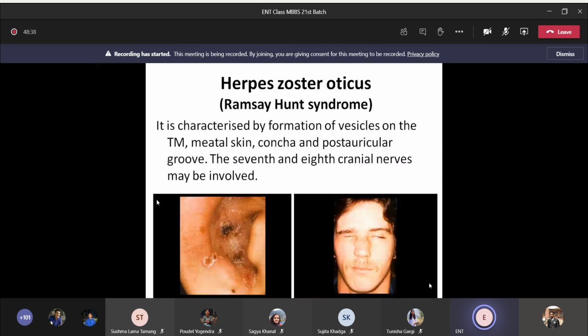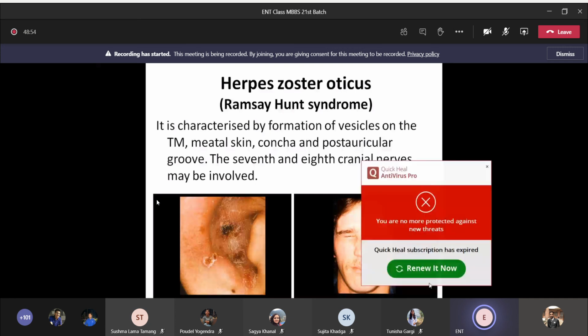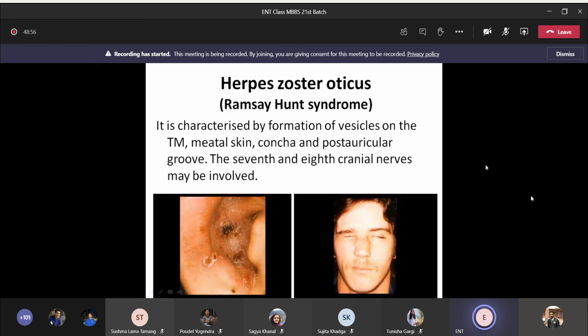Herpes zoster oticus. This is again another short note. Ramsay-Hunt syndrome. It is characterized by formation of vesicles on the tympanic membrane, meatal skin, concha, and postauricular groove. The 7th and 8th cranial nerves may also be involved.